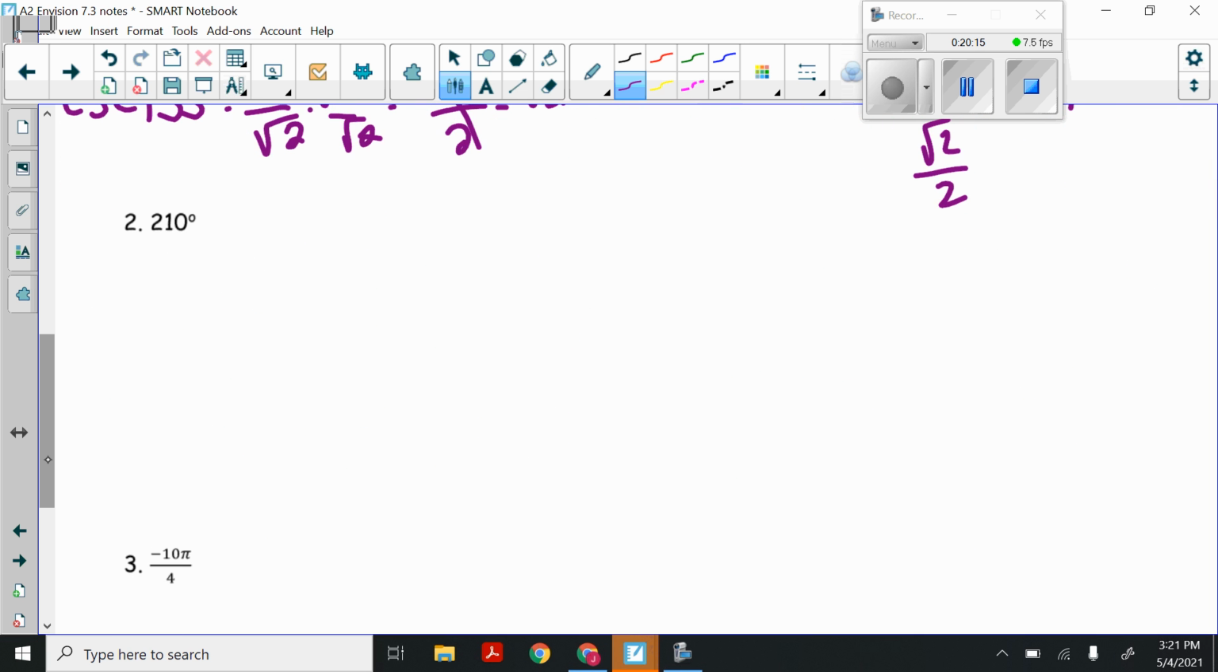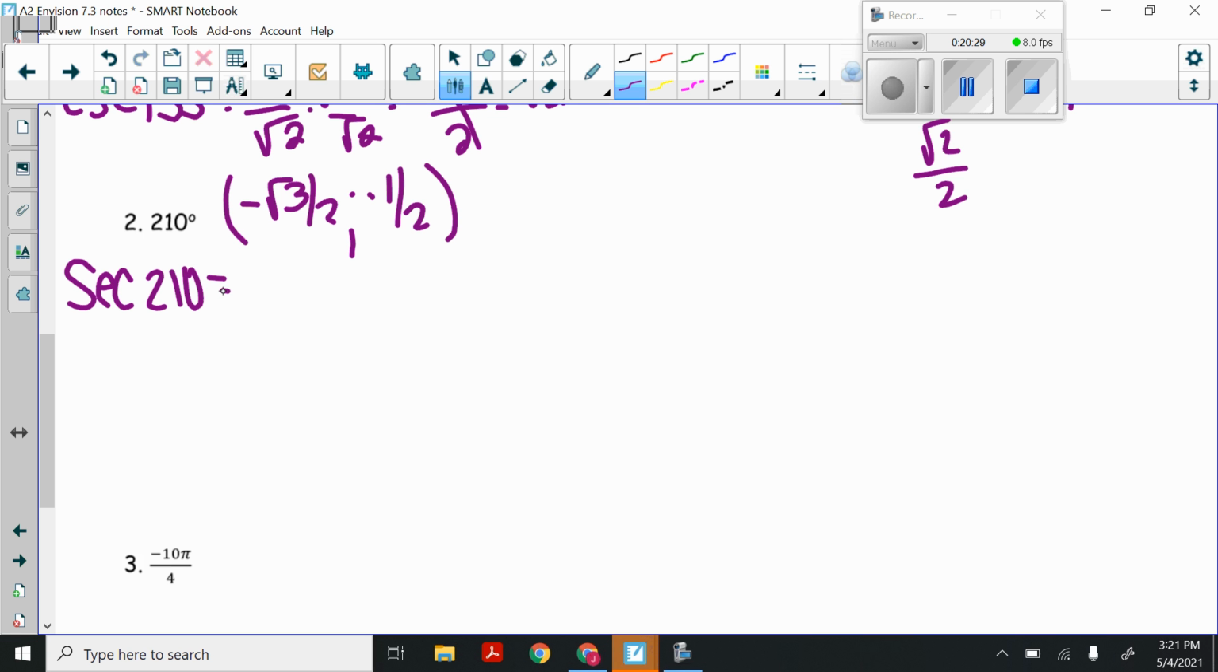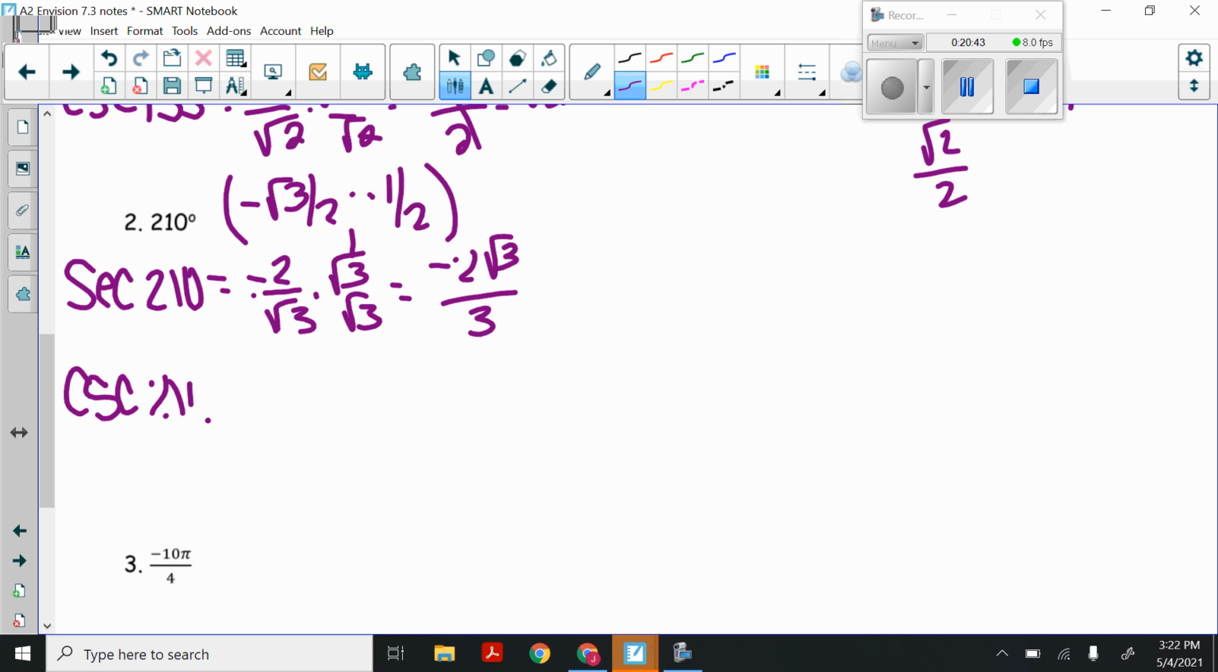So let's try another one. 210. So on the unit circle, that point is negative square root of 3 over 2, comma, negative 1 half. So if I want the secant at 210, I'm going to flip my cosine. So I'm going to get negative 2 over the square root of 3. Rationalize our denominator. So I get negative 2 square roots of 3 over 3. The cosecant at 210, flip the sine. So I get negative 2 over 1, which is just negative 2.